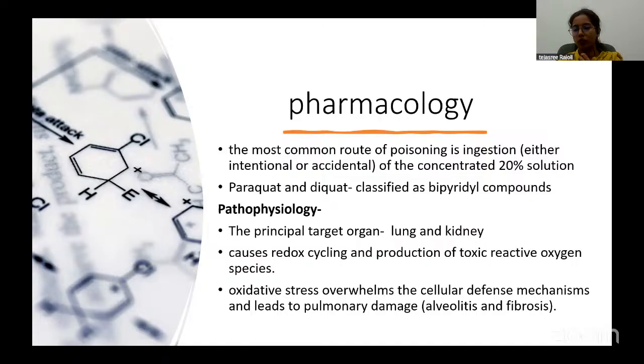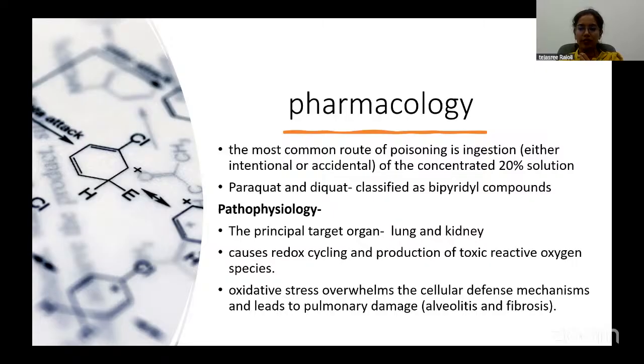Pathophysiology: the most commonly targeted organs are the lung and kidney because of their high blood flow. It causes a redox cycle. Usually, the paraquat ion which enters the body will cause a redox cycle where NADPH is cyclically reduced and releases free radicals. These are oxygen free radicals. Because of superoxide dismutase, it will bind with H ions and release the oxide ion. And all this flow gives you oxygen free radicals.